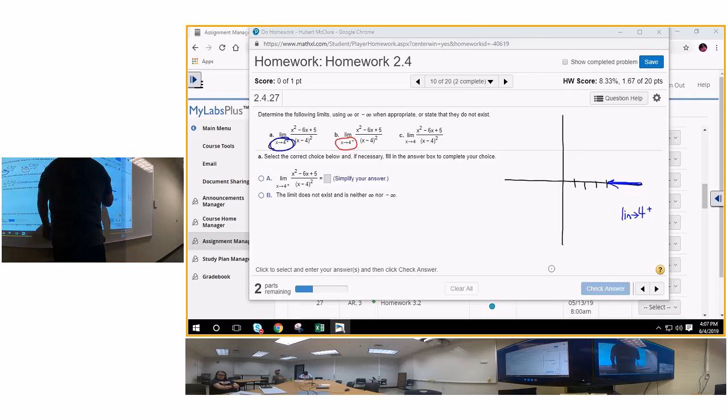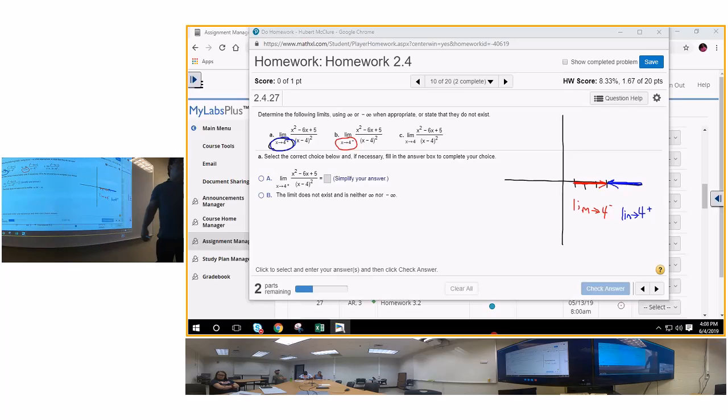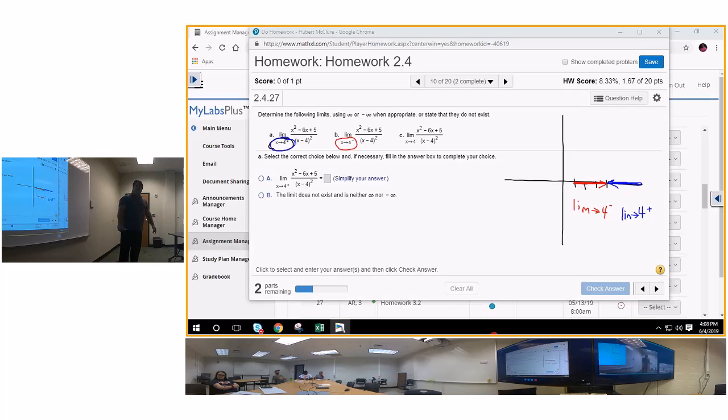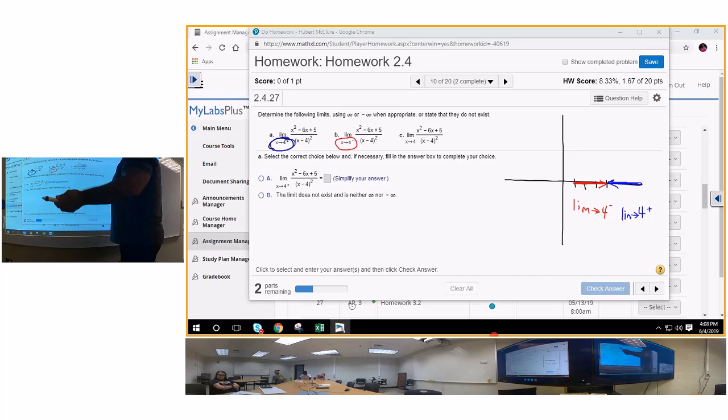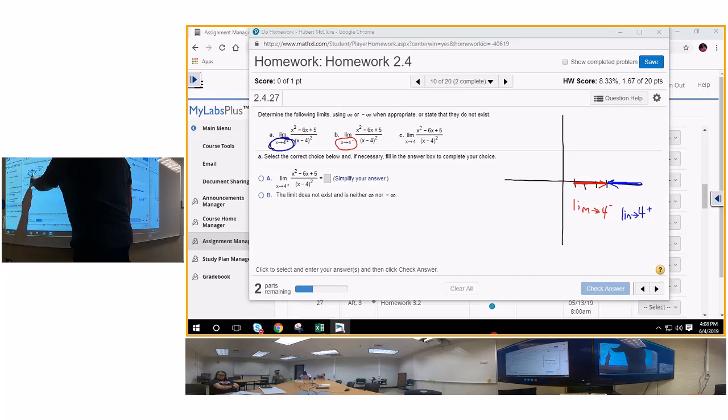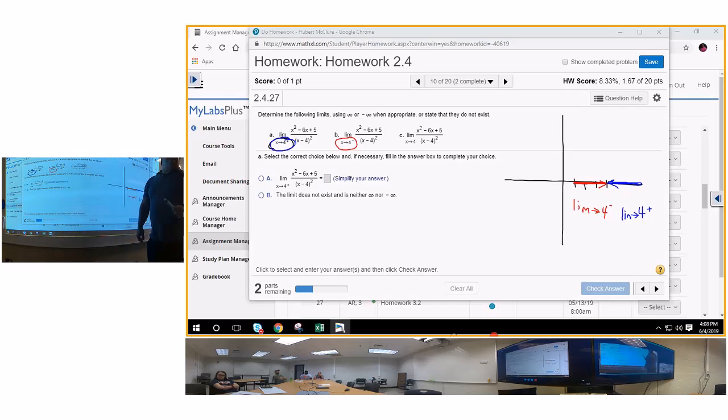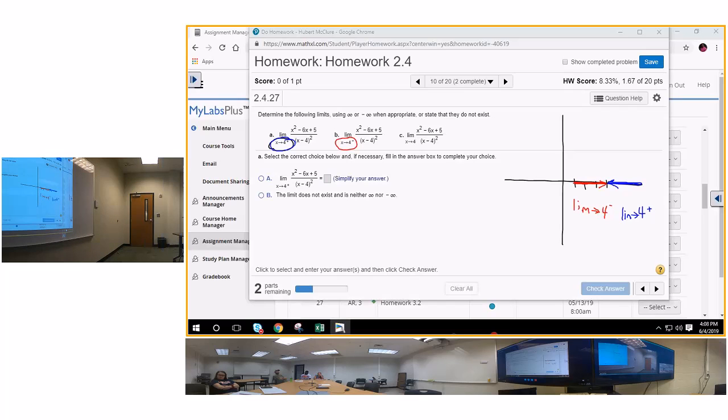That means that I'm approaching 4 from the left. Will these equal? No, they will not always equal. If they equal, then that means the limit exists. If they don't equal, that means the limit does not exist. That's why they're giving you these three together. It's not 3 parts, it's a 3-way test. You test from the right, you test from the left, and if these two are equal, if they're the same convergence, then the limit exists. If they don't equal, the limit does not exist.